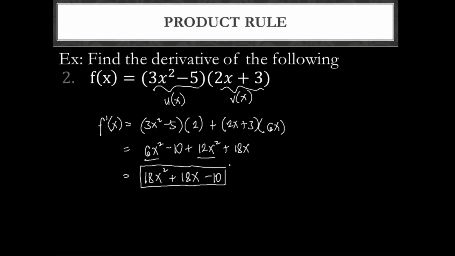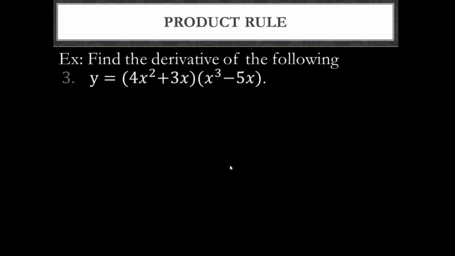Okay, next. Number 3. So, applying the rules again. Copy the first term. 4x squared. y prime is equal to 4x squared plus 3x times derivative of the second term. This is 3x squared minus x minus 5 plus copy the first term, second term. Ano ba yun? Copy the second term, minus 5x. Okay. Copy the second term times the derivative of the first term. Ito ay magiging 8x plus 3.